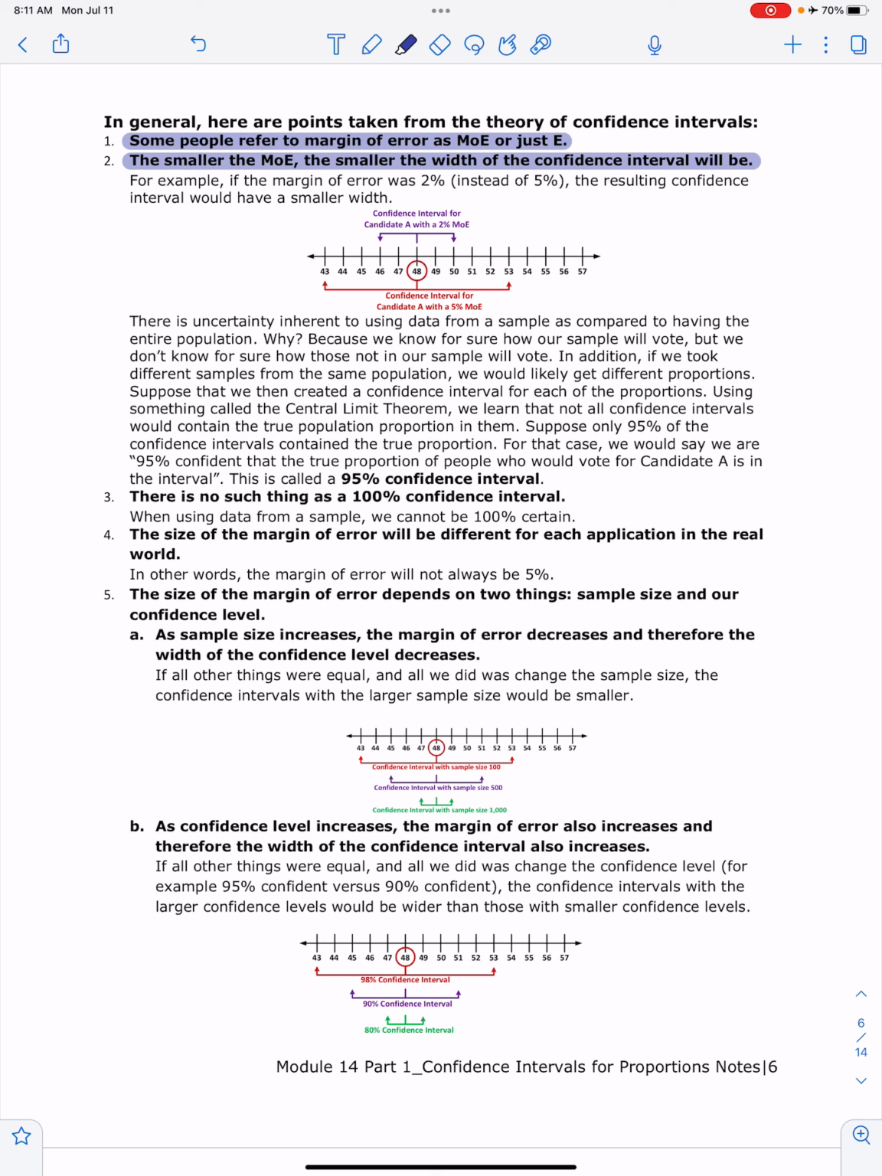Okay. What I said on the last one, there is no way to be 100% certain. We are taking information from a sample. Okay. So our confidence intervals are going to have some sort of range that is less than 100%.